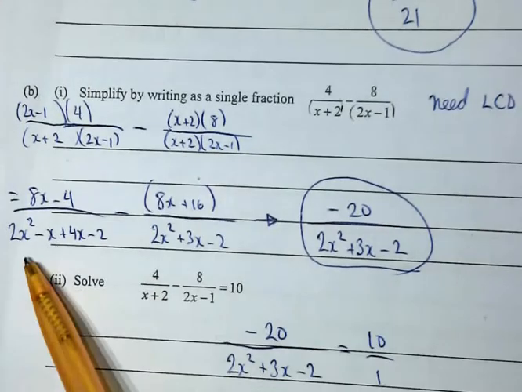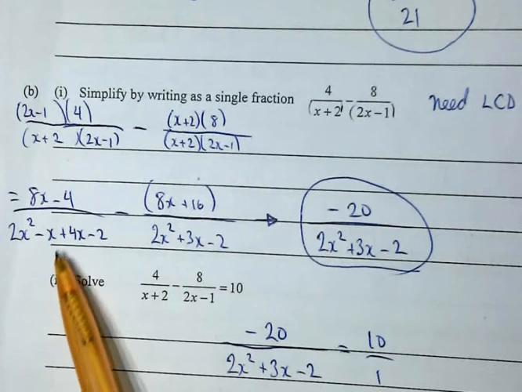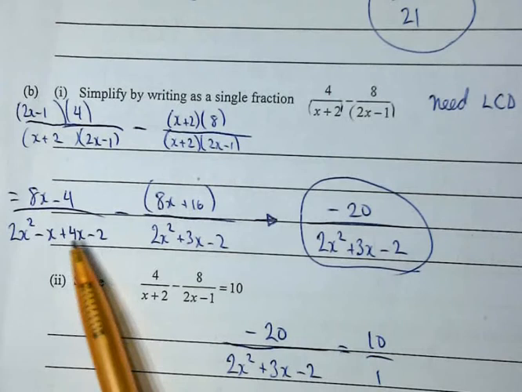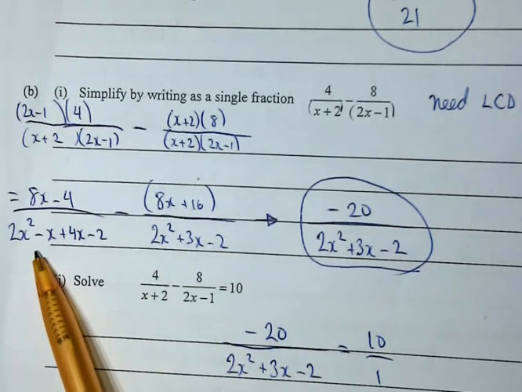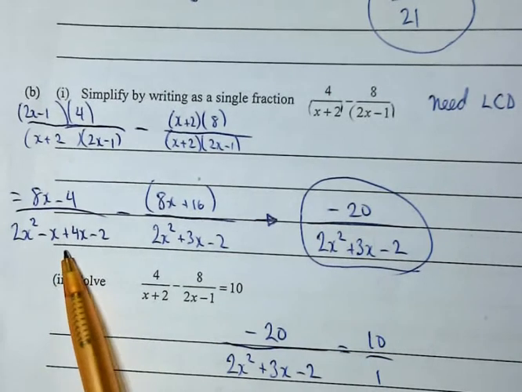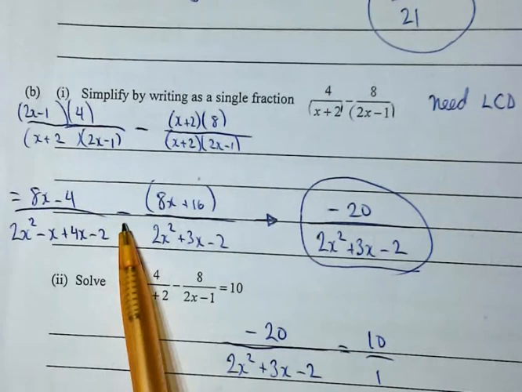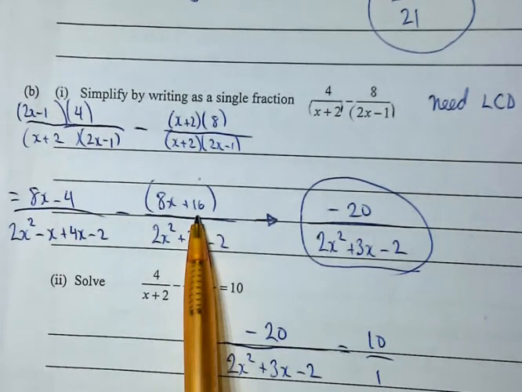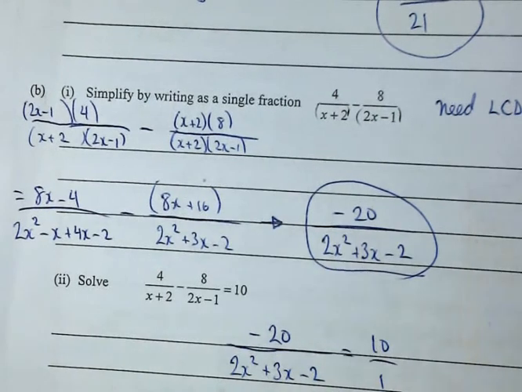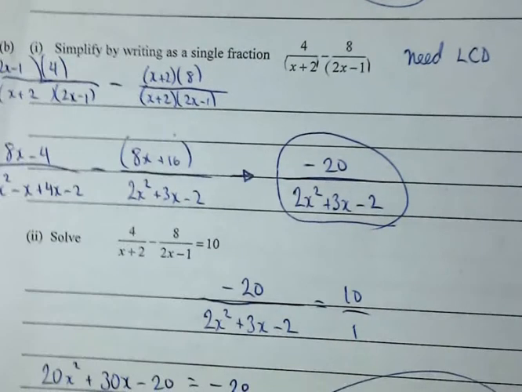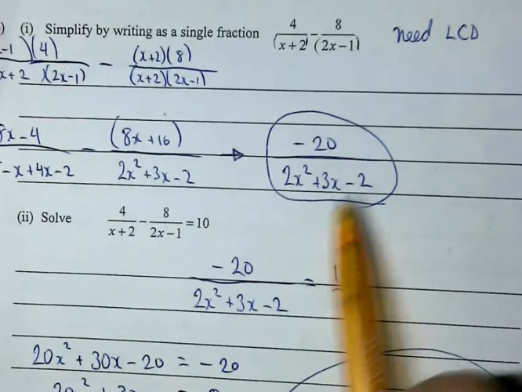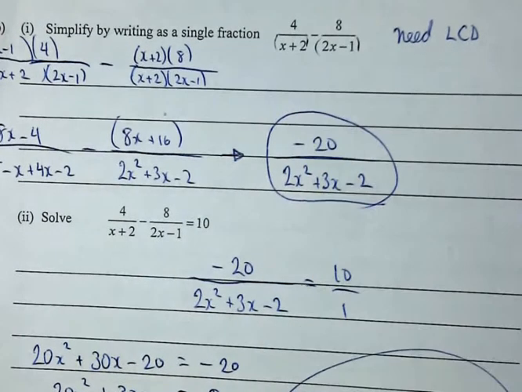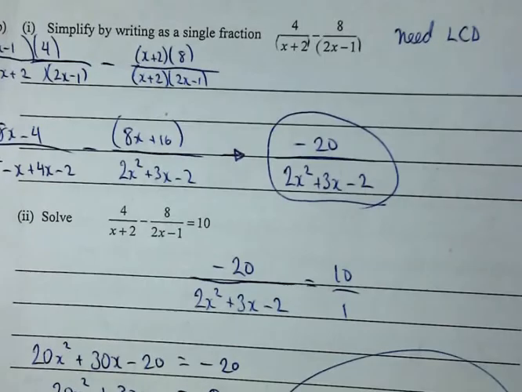Expanding brackets, simplifying, we've got, let's see there, this is our common denominator. 8x minus 8x go away. Negative 4 minus 16 gives negative 20. So you could have had negative 20 over 2x squared plus 3x minus 2. You could have left your denominator unfactorized. That was a U.